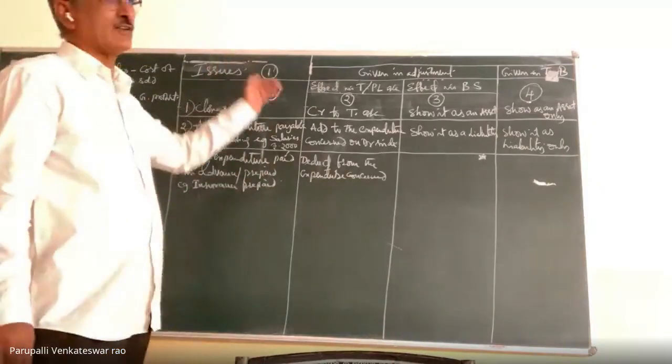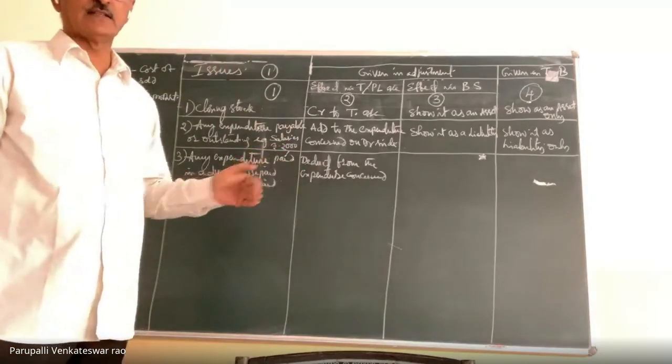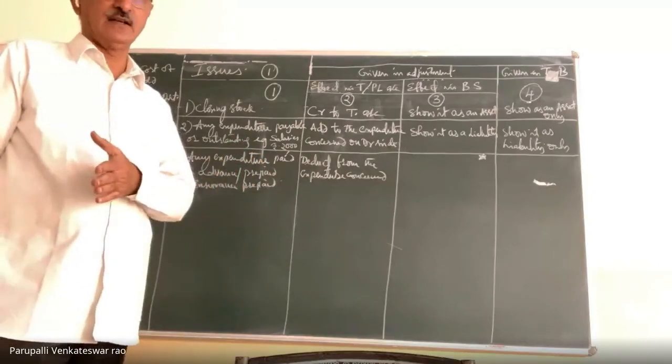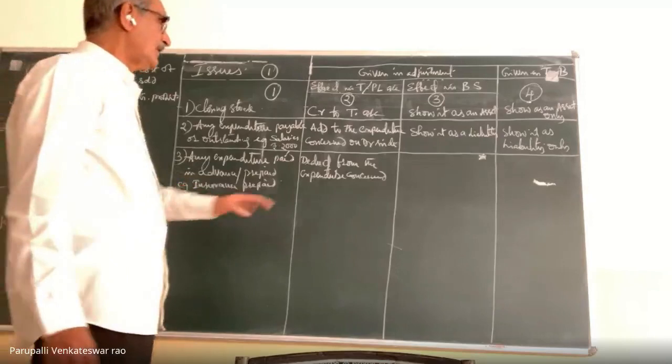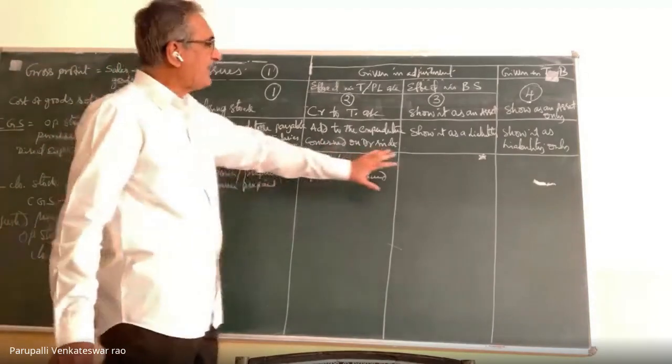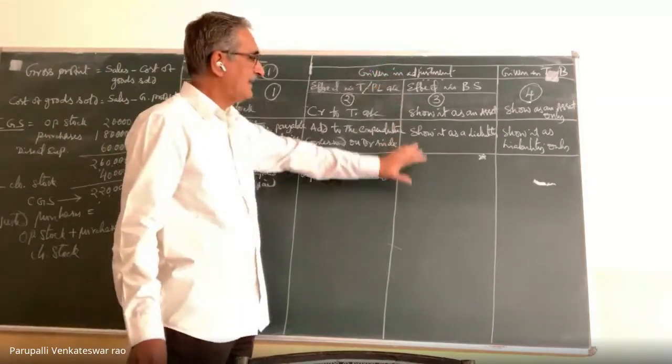Wages అయితే trading account లో minus చేస్తాం. If it is salaries, deduct from salaries. If it is insurance, deduct from insurance. That's it. So it is one effect. What is the second effect given in adjustments? It affects twice.